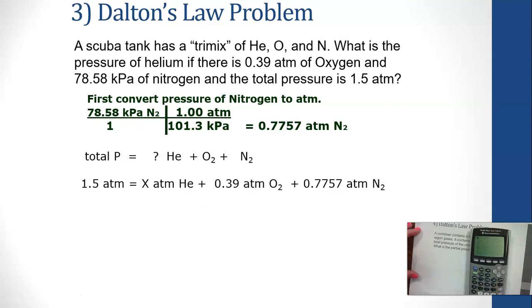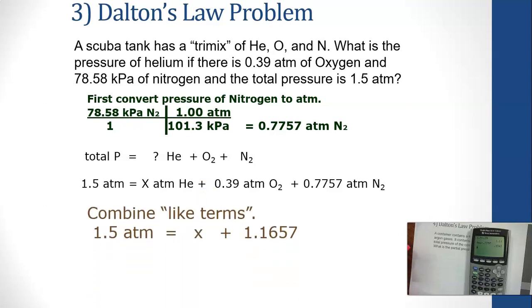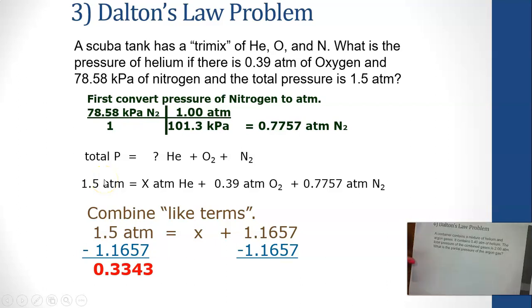So you can do 1.5 minus 0.39 minus 0.7757. There's a couple ways to skin this cat. So 0.3343, let's see if we did it right. Oh, they did it the other way, but that's okay. We end up with 0.3343. You can combine like terms, you can do that also. Add 0.39 to 0.7757, and then you subtract from 1.5. You're going to get 0.3343. Okay, I told you we'd make you do that.